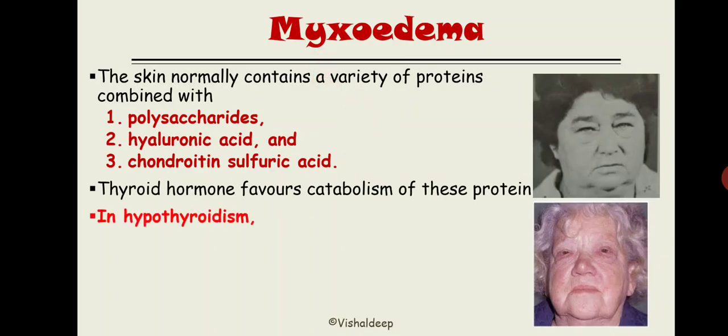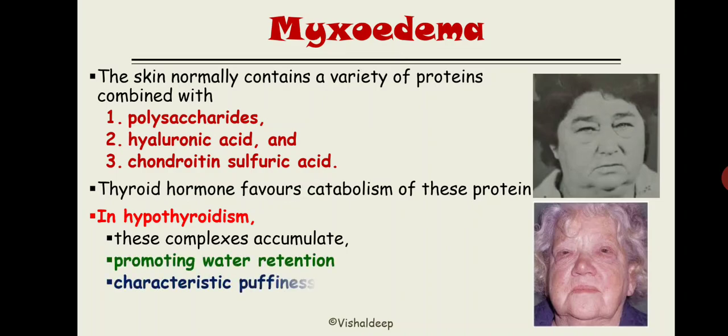So what happens in hypothyroidism? There is no more catabolism of this protein. So the protein present inside the skin is going to bind with these three substances, and these substances have a tendency to absorb water, and it accumulates and causes water retention behind the skin. So that's why there is edematous swelling over there. So in hypothyroidism, this complex accumulates, promotes water retention, and a characteristic puffiness of the skin is present. That condition is known as myxedema.